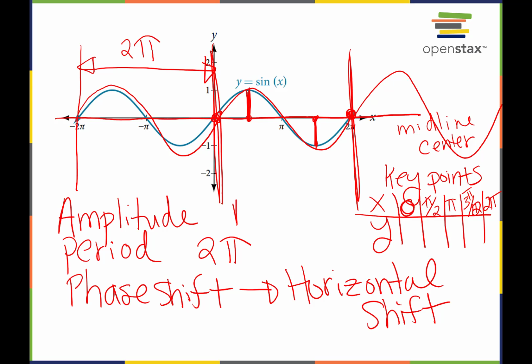At 0, my sine function is 0. At pi over 2, my sine function is 1. At pi, the value of my function is back to 0 again. At 3 pi over 2, I'm at -1. And then at 2 pi, I come back up to 0 again. These are key points, and we're going to use those when we start graphing variations of sine and cosine. So these are your key points for sine.